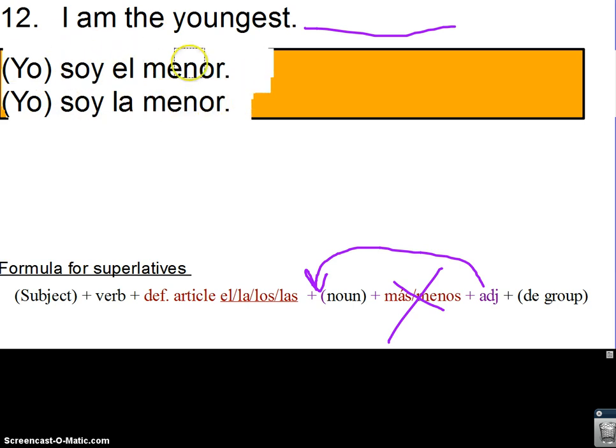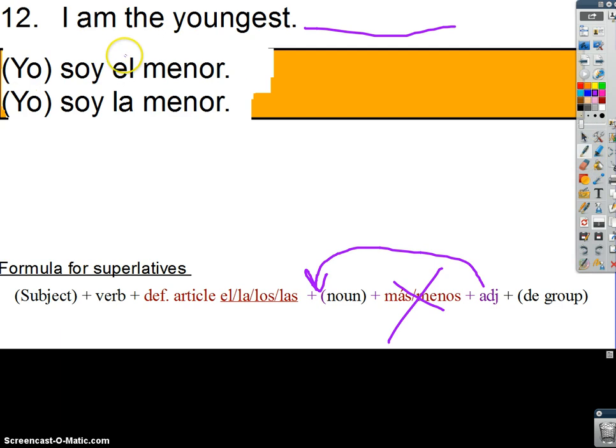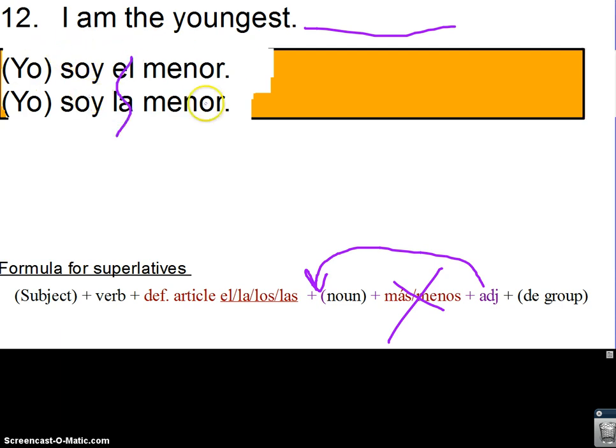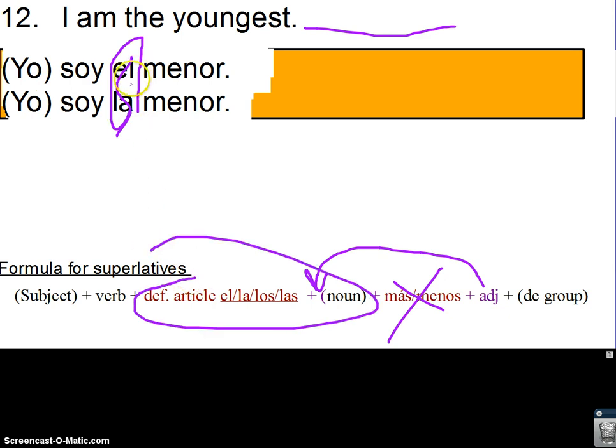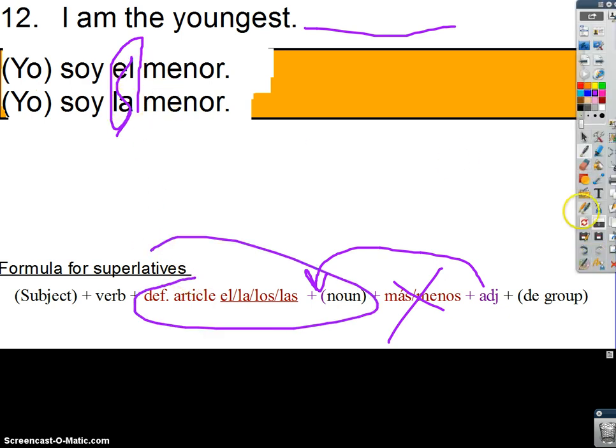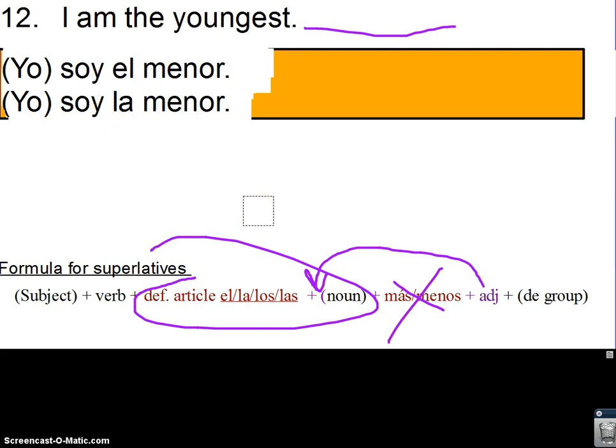I am the youngest. If I got rid of the el or the la, that just says I am younger. So I need the el or the la, as per our formula, to say the youngest. So let me get rid of what I marked out there. That's the correct answer. I am the youngest. And if you have to write something similar to this on the quiz tomorrow, I would expect you to reflect your gender as we did here. This has been a review of your comparatives and superlatives. I hope you guys are studying up and know your vocab to prepare yourselves for tomorrow.